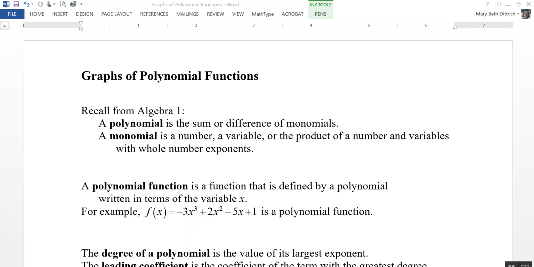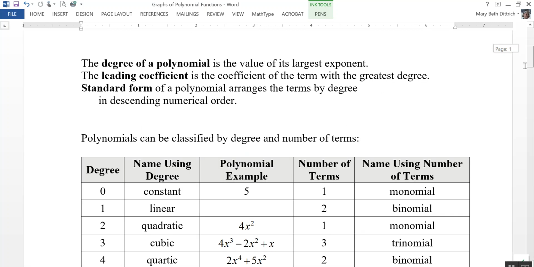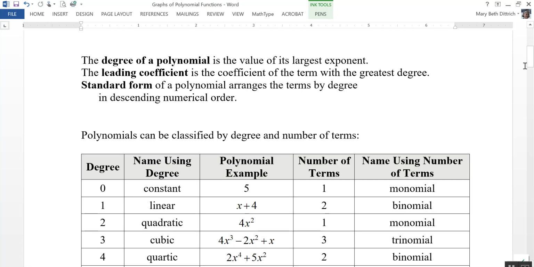So for example, f of x equals negative 3x cubed plus 2x squared minus 5x plus 1 is a polynomial function. The degree of a polynomial is the value of its largest exponent. The leading coefficient is the coefficient of the term with the greatest degree. And standard form of a polynomial arranges the terms by degree in descending numerical order.